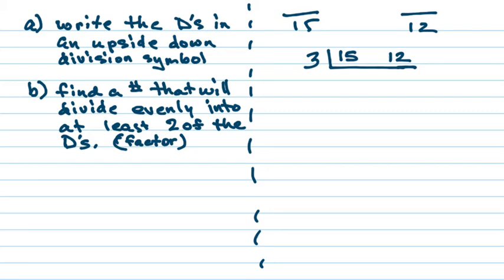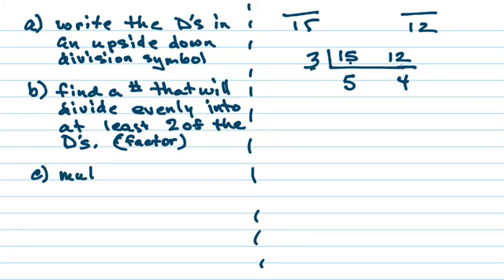So now all you need to do is go back and divide. 15 divided by 3 is going to give you a 5. 12 divided by 3 gives you a 4. And then we're just going to look at the two numbers again. Is there anything that will divide evenly into 5 and 4 other than 1? Because if you divide by 1, you get right back where you are. No. So we can't divide anymore, right? So we're going to move to the next step.